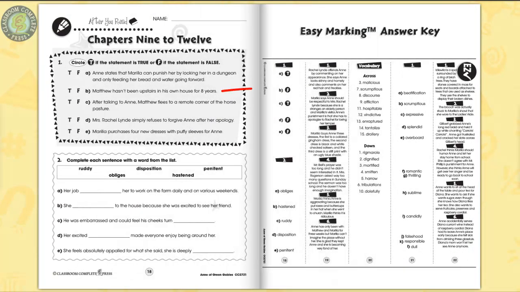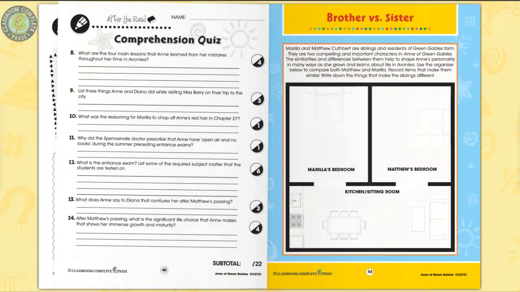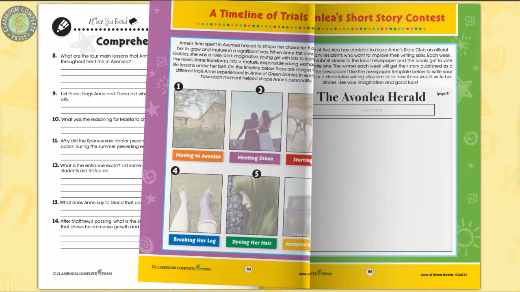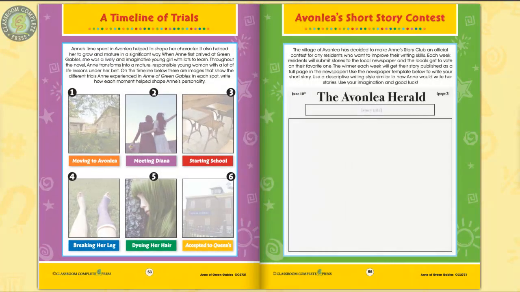The easy marking answer key works by lining up perfectly with the matching question pages. 3 color posters, which are graphic organizers, complete the resource. Complete a timeline graphic organizer with moments that helped shape Anne's personality.